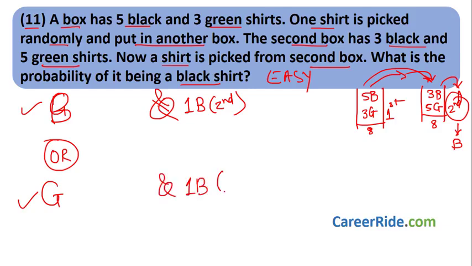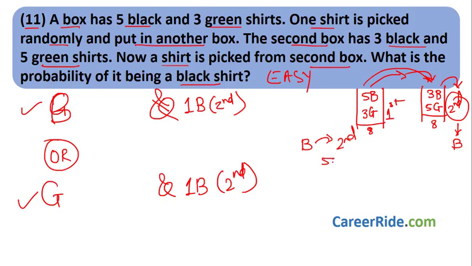You pick out one black shirt from the second box, okay. That is what you do. Now let us assume for the first case that you are choosing a black shirt from the first box and putting it into the second box. What is the probability of choosing a black shirt?